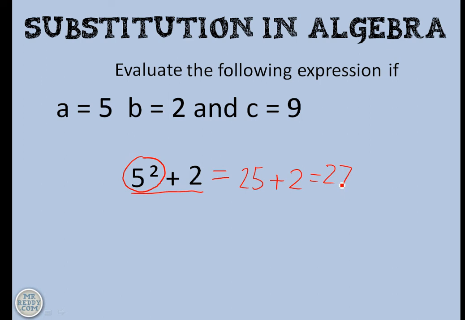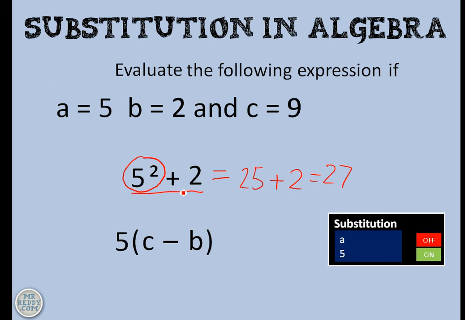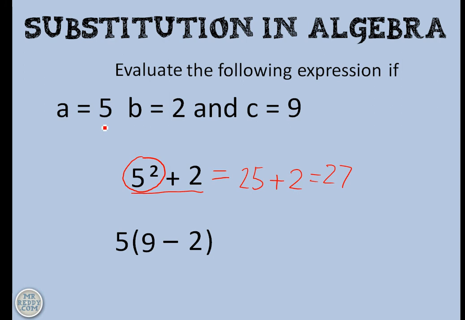Right, well that was done. That's how hard it really was. We substituted A for 5 and B for 2 and then worked out the answer. Simples. Here's another expression. A brackets C take away B, close brackets. And another substitution. A for 5, of course, C for 9 and B for 2. Right, well now let's work out what that's worth.